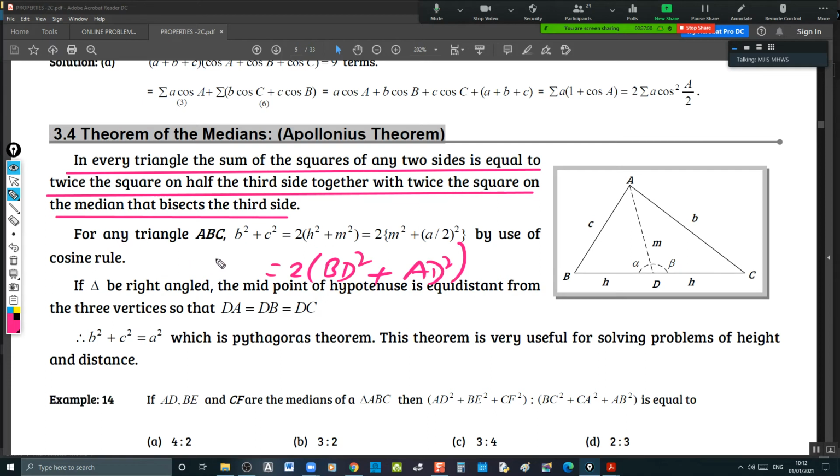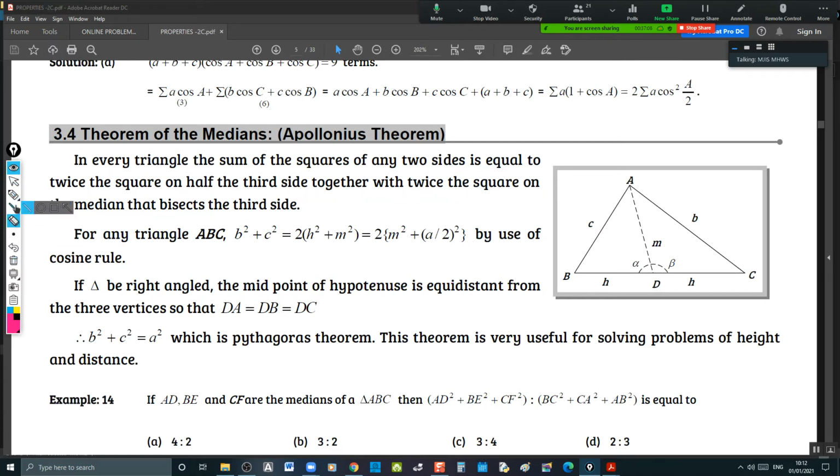One more important thing I'd like to tell you here. That is, if you want to have the proof of any such formula, I think you have properties of triangles in your board exam, no? Respond.